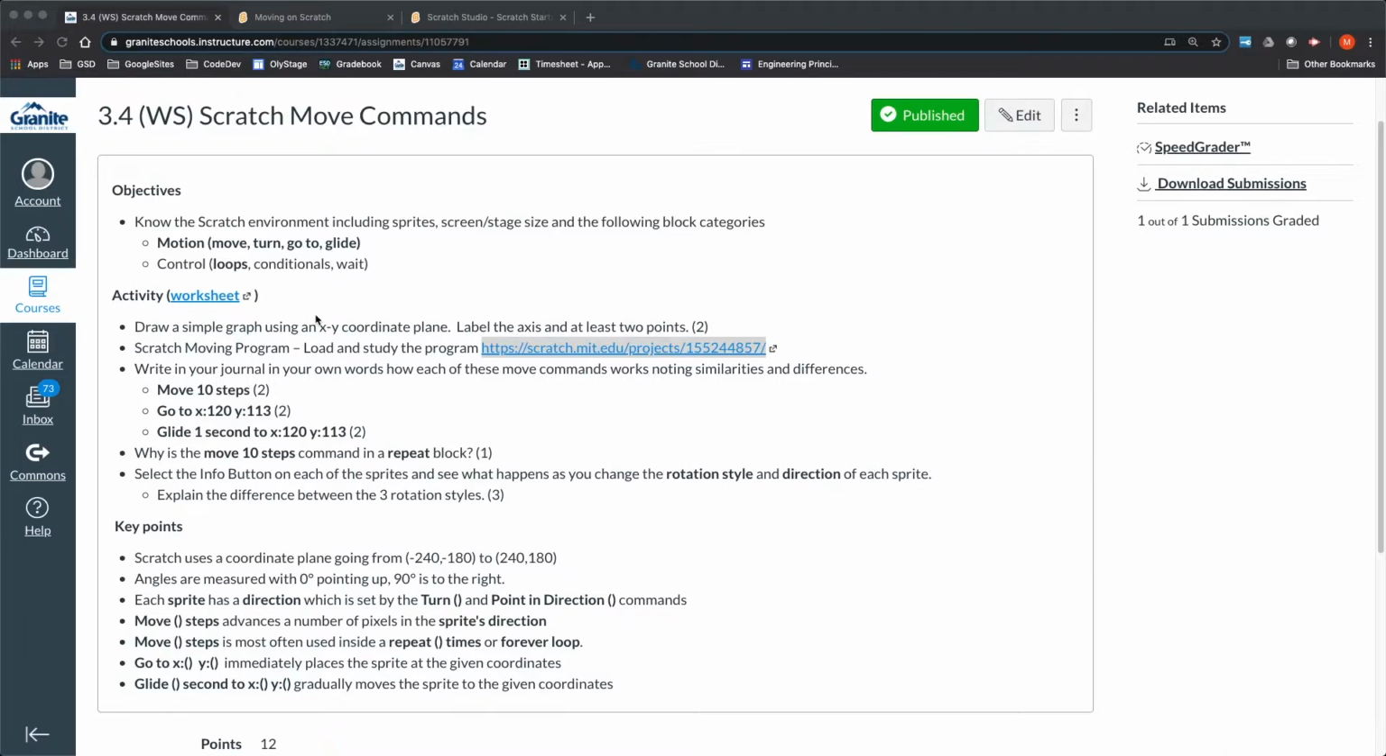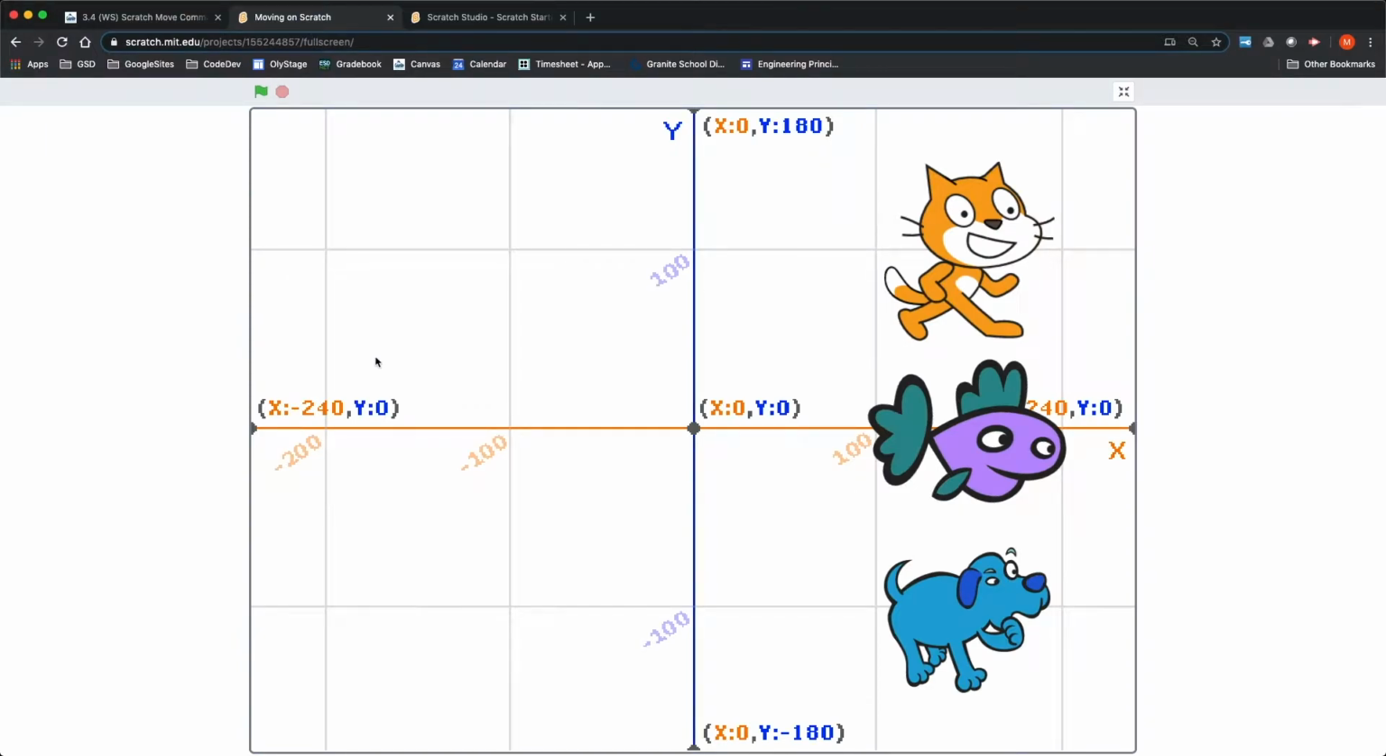For starters, I want you to think about graphs that you have used in the past, probably in a math or geometry class. Quite often, they are set up as an X, Y grid. Very often, 0, 0 is in the middle, and X increases to the right, decreases to the left, Y increases to the top, and decreases to the bottom. That is the same as happens in the Scratch environment.